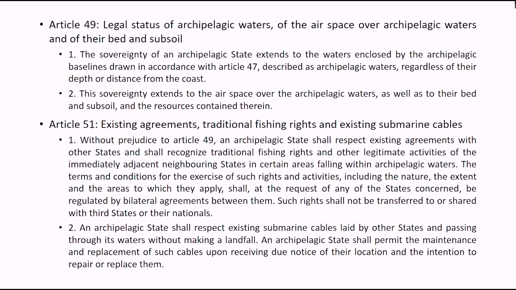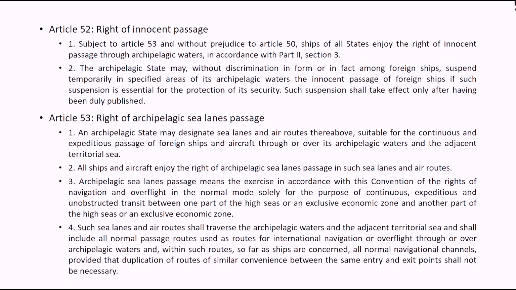An archipelagic state shall respect existing submarine cables laid by other states and passing through its waters without making a landfall. An archipelagic state shall permit the maintenance and replacement of such cables upon receiving due notice of their location and the intention to repair or replace them. As far as passage of ships through those archipelagic islands is concerned, Articles 52 and 53 talk about the passage through archipelagic islands or archipelagic state.